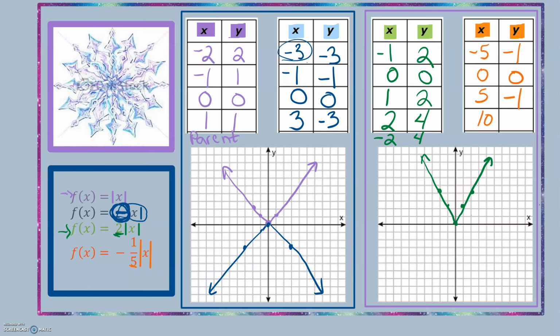The absolute value of 10 is 10, times negative 1/5 gives me negative 2. There we go, that looks a little better. If I did negative 10, the absolute value of negative 10 is again positive 10, so my result is negative 2. Oof, that took a little bit.